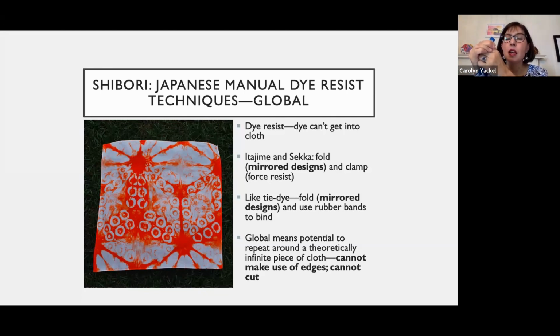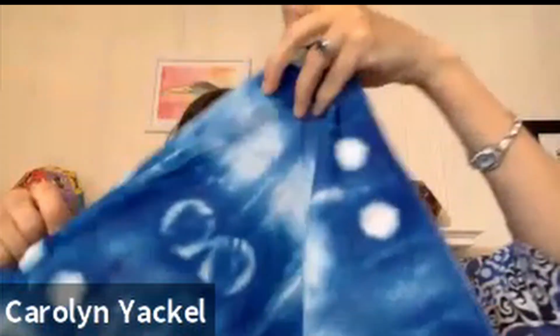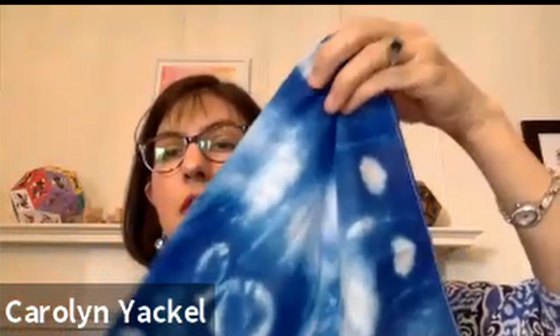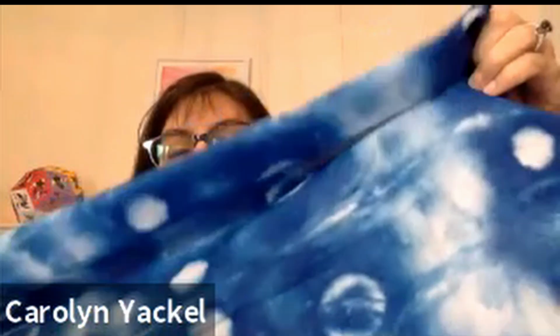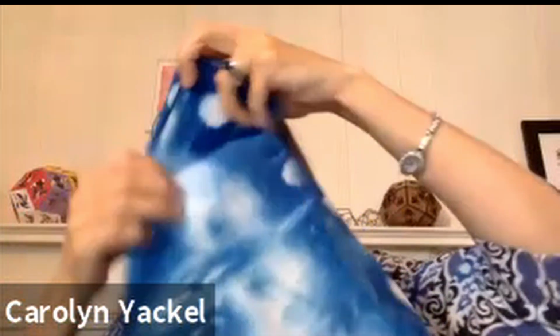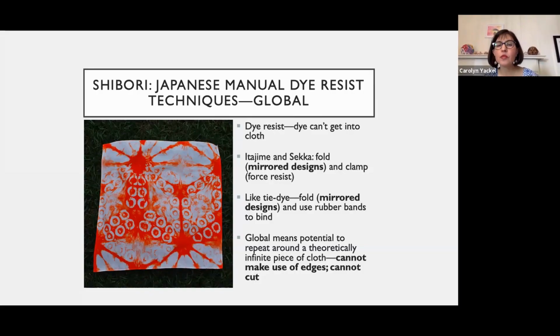Okay, and so what you do is you fold your cloth, and notice when you fold, you're going to create a line of mirror symmetry or reflection, and then you put something on either side to create this force resist, and that's going to create this mirror. Okay, so notice the folds automatically create these mirrors.